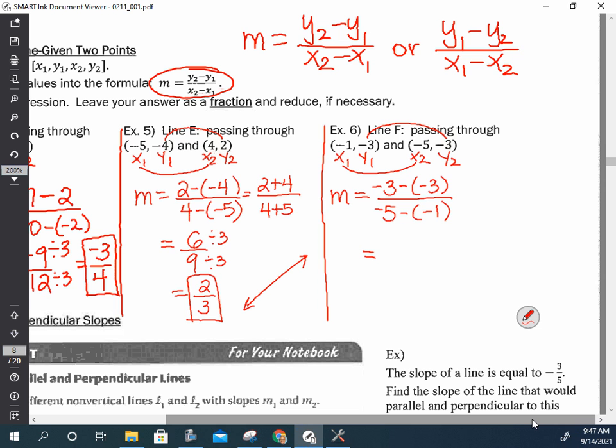So -3 minus -3, that's the same thing as -3 plus 3, which is 0. -5 minus -1, that's the same thing as -5 plus 1, which is -4. So we have 0 divided by a number, which gives you 0. So this is an example of a graph that would be horizontal.